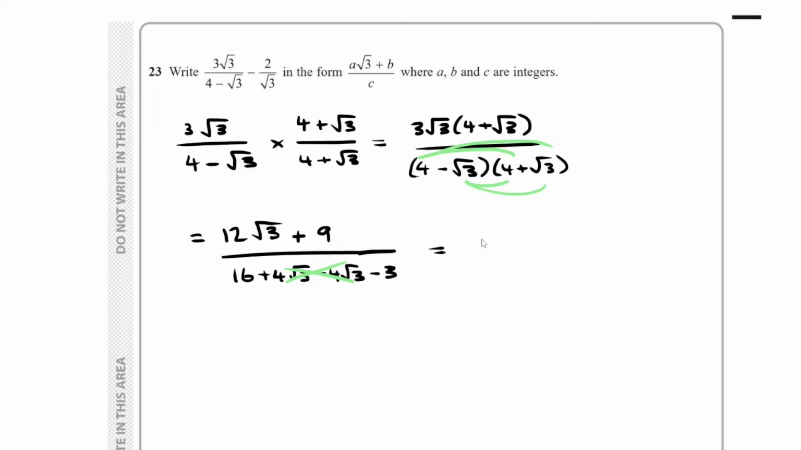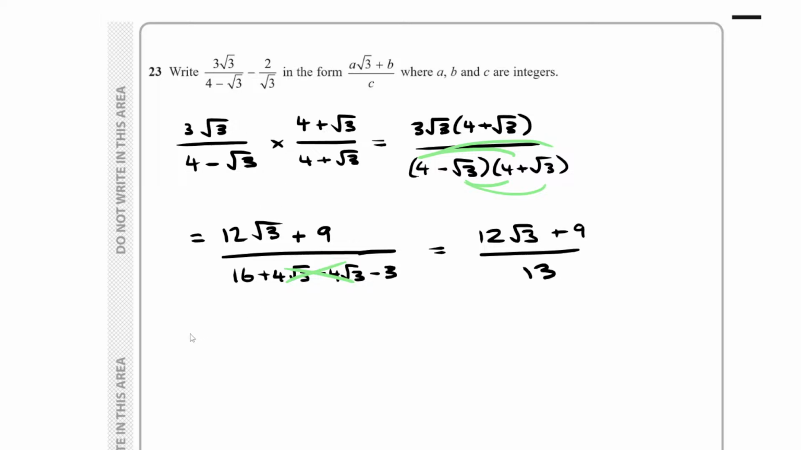So if I rewrite that, again, we're just focusing on that first fraction right now. 12 root 3 plus 9 over 16 minus 3, which is 13, which is a shame because I was hoping that would simplify, but it doesn't. That's now rational. It's okay if you have a surd in the numerator, as long as you're just not dividing by one. So that's that first fraction changed, rationalized.